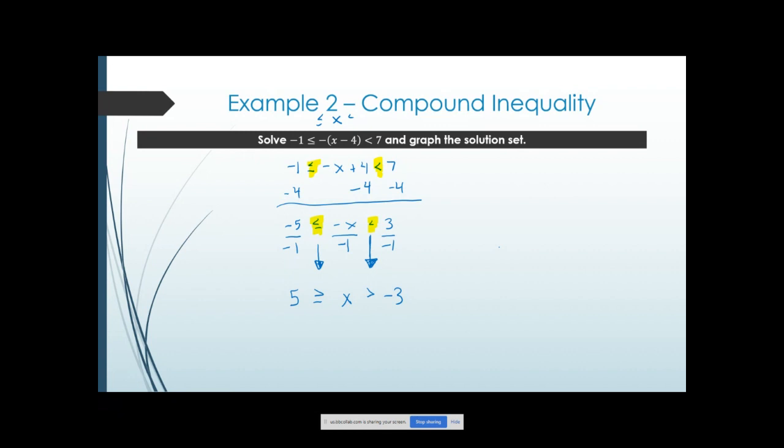Now generally, we read these left to right with less than symbols. So if you want to read it that way, you then have to reverse the whole thing, sort of like a mirror image. So because we want to have the smallest number on the left, that's -3 less than x less than or equal to 5.